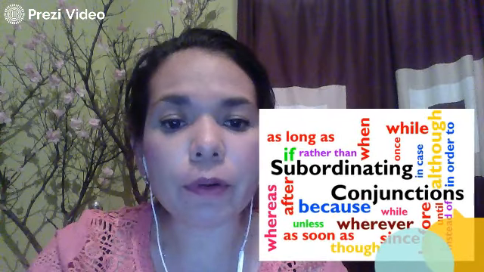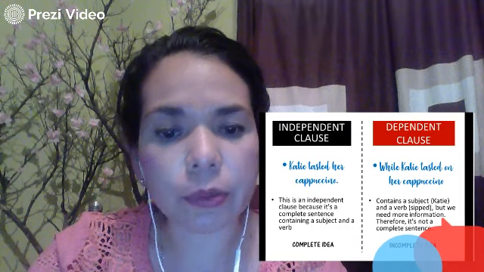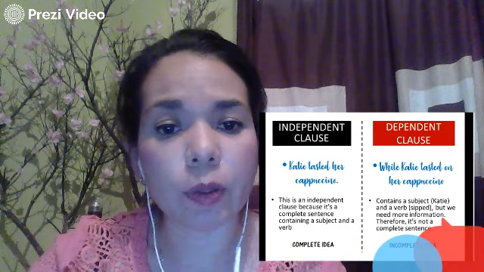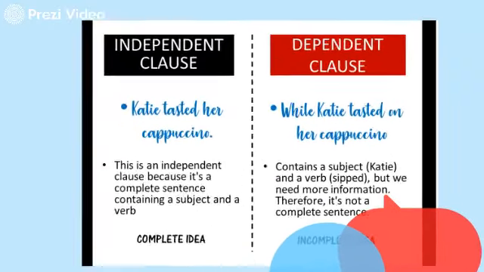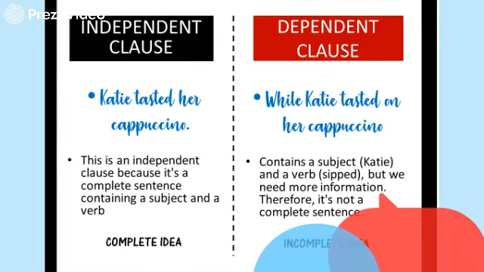Before we go any further, we need to review what an independent clause and a dependent clause are. An independent clause is a complete idea. I'm going to read the example: "Katie tasted her cappuccino." It's a complete sentence. You don't need more information. It's a complete idea. Now, let's go to the dependent clause.